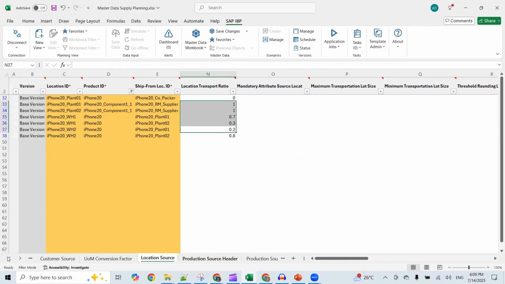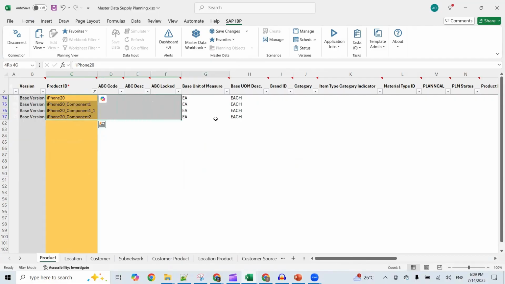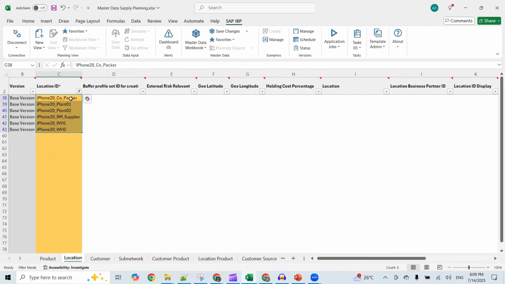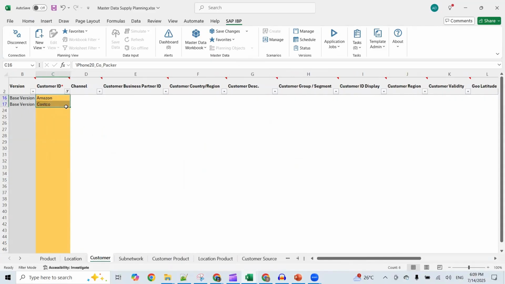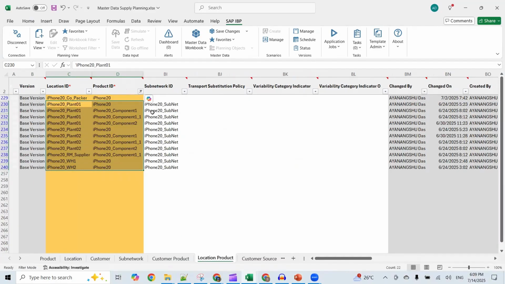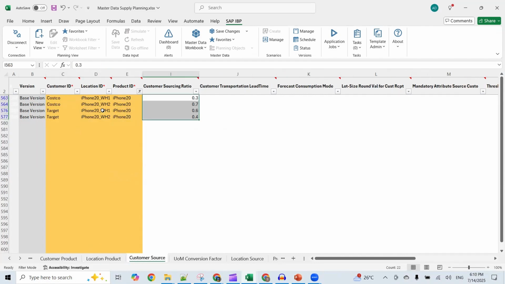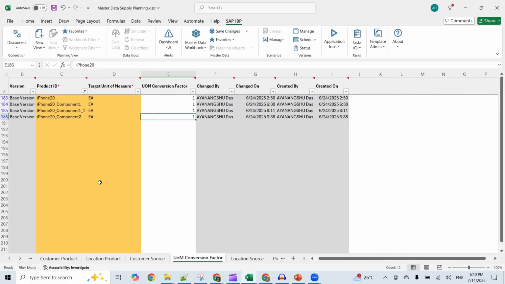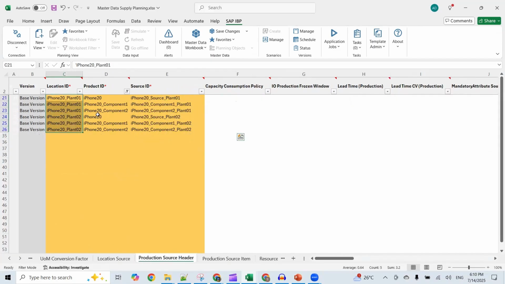So the master data, what we see first, we have the product. In this, we have defined the product, and in the location, we have defined the locations related to this subnetwork. Then we have the two customers defined. We have the customer product defined, and we have the location product where all the locations are defined and mapped to the products. We are defining the products and the warehouse to the customers, and then we have the conversion factor, and then we have the location source, and then the production source header, because we are defining the components.